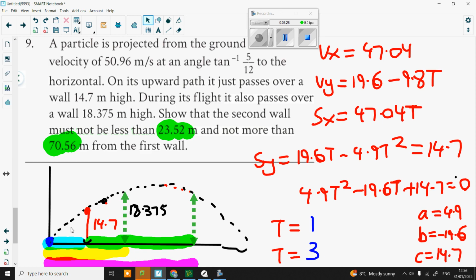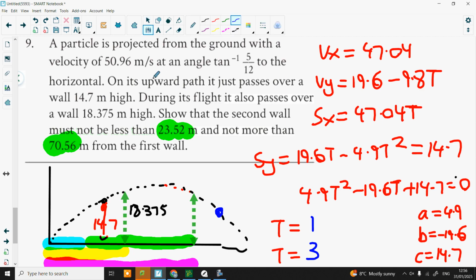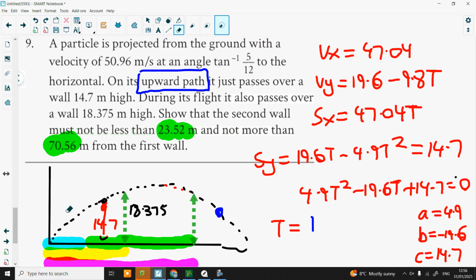So follow my blue ball here, yeah? I fire it. That's 1 second in. It goes all the way over, and then on the way down, it hits the 14.7 again, 3 seconds in. But we're only after which one? What part of the question makes me only concerned with the first part? Upwards pass. So I'm only concerned about the T equals 1.